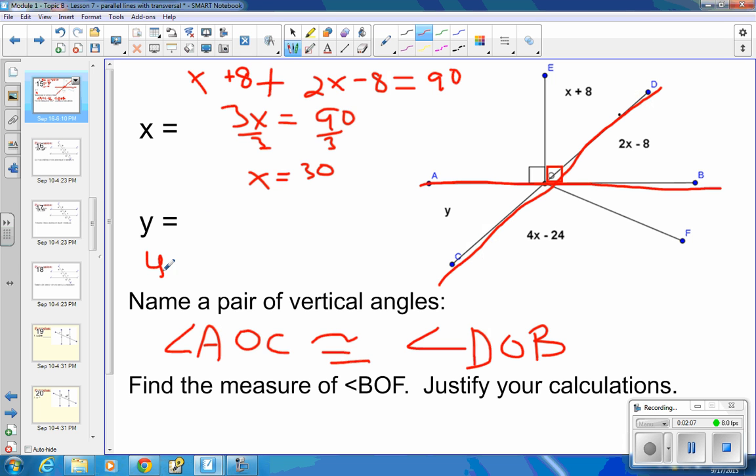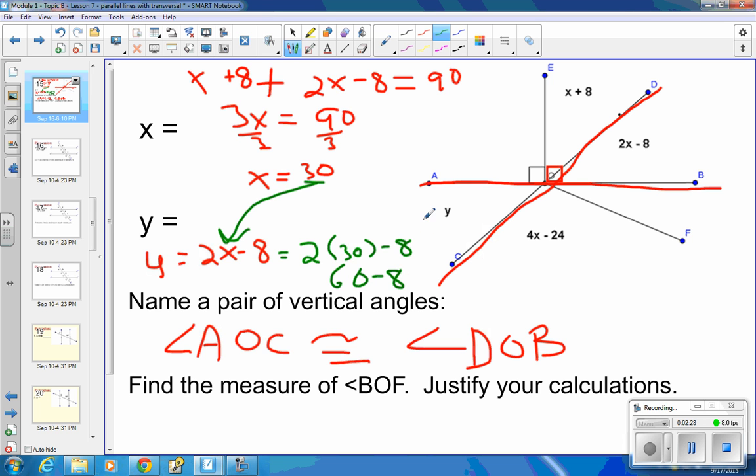So I know that y has to be equal to this 2x minus 8. And we already solved for x right up here. So this 30 can be substituted into that x. So this is 2 times 30 minus 8, which gives you 60 minus 8, or y is 52 degrees. And so this is also 52 degrees up here.